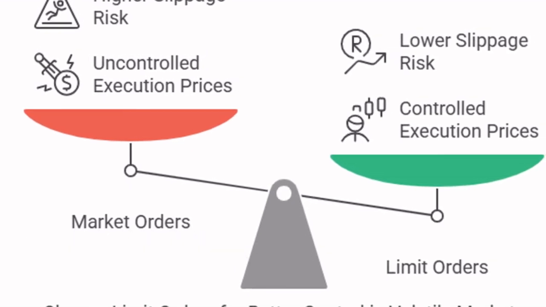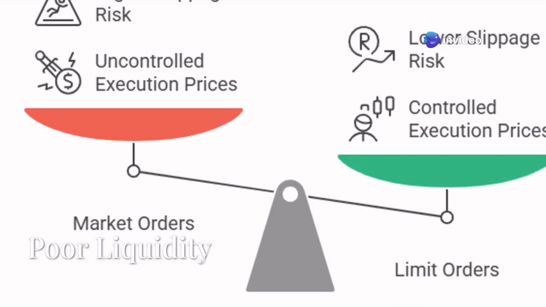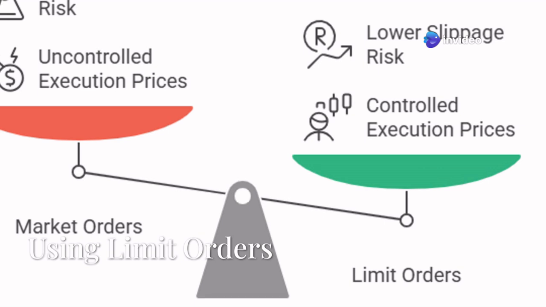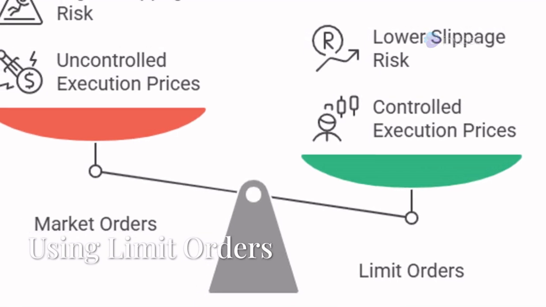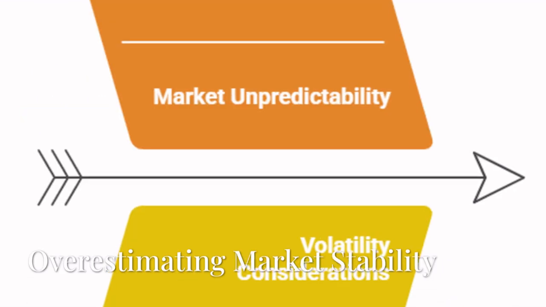Wider bid-ask spreads in fast-moving markets can make entries and exits challenging. Poor liquidity may lead to slippage, affecting profitability. Using limit orders instead of market orders helps control trade execution prices.